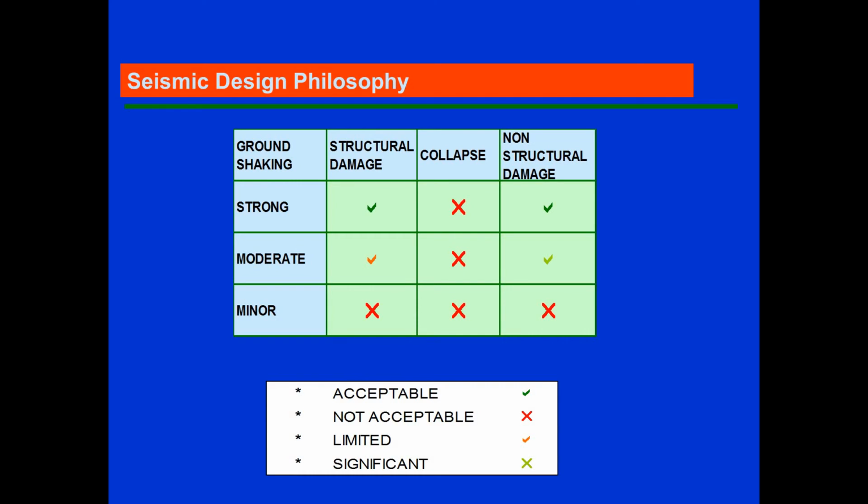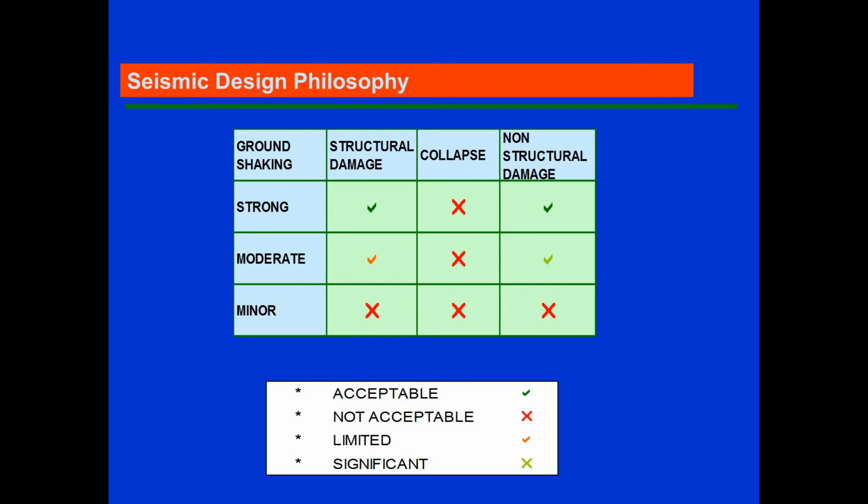So if you see the table, the ground shaking is divided into three categories. First is strong. Under this, based on the effect or the disasters which happened on the structure, they are categorized into three parts: first is structural damage, then collapse of the structure, then non-structural damage. If the ground shaking is very strong, then structural damage should be allowed, but collapse should not be allowed, but non-structural damage may also be allowed. So this is the safe seismic design philosophy of earthquake engineering.